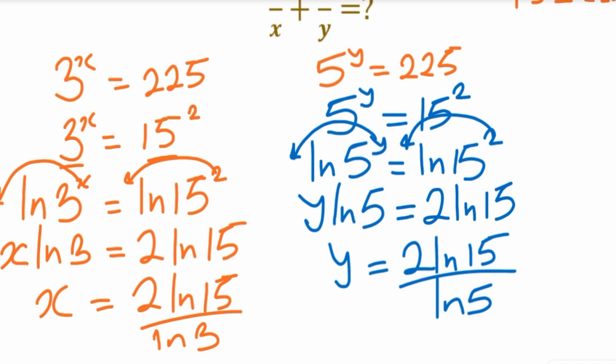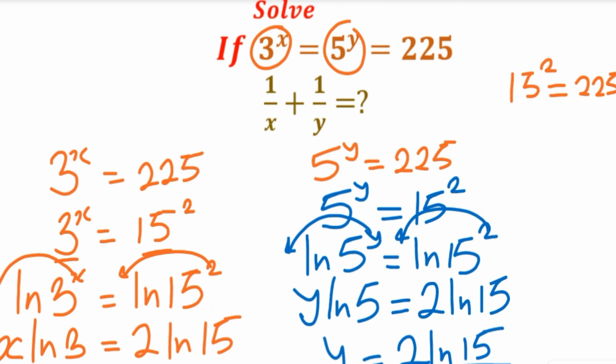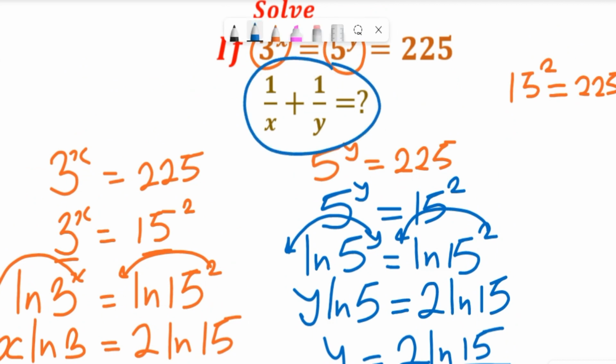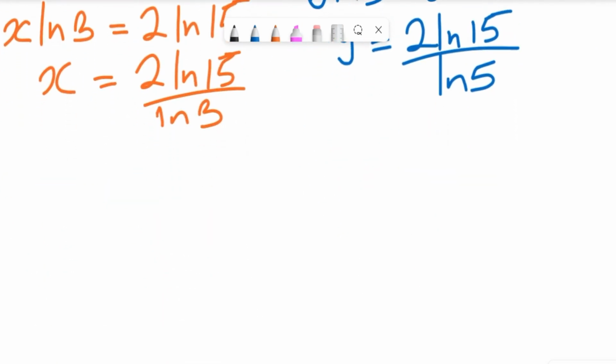So we've gotten two expressions for our x and our y. From the expression above, we are asked to find the value of 1 over x plus 1 over y. So we're going to find the value of that expression. To find it, we are going to simply substitute the values of x and y.